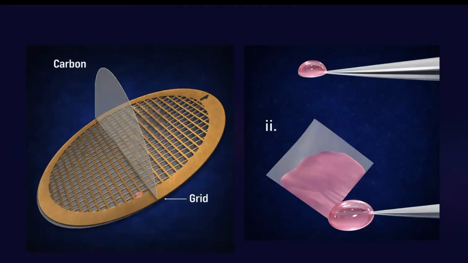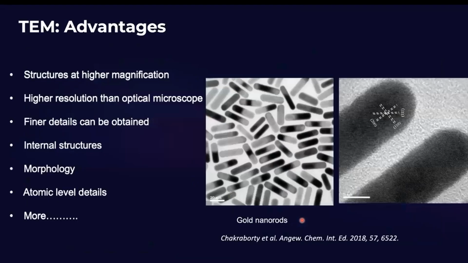A very simple way of making a sample is loading it. You need 1 to 2 microliter, and then you blot the excess sample solvent. Then you have your sample ready after drying, and then it goes for imaging. Now, TEM has many advantages. We can look at structures at extremely high magnification, 4,000 times more than an optical microscope, 4 million times more than the naked eye. So we can get finer detail.